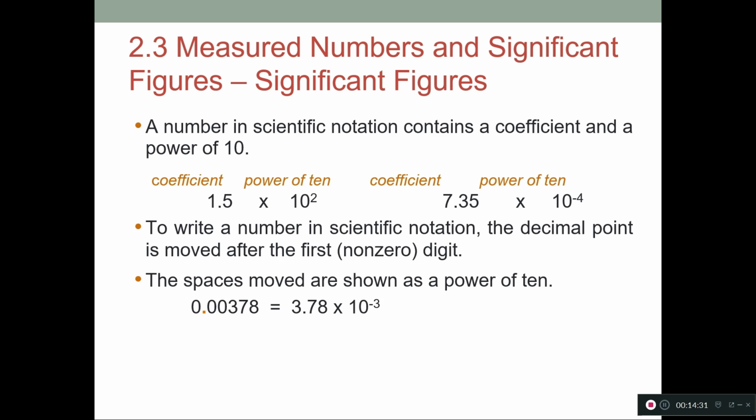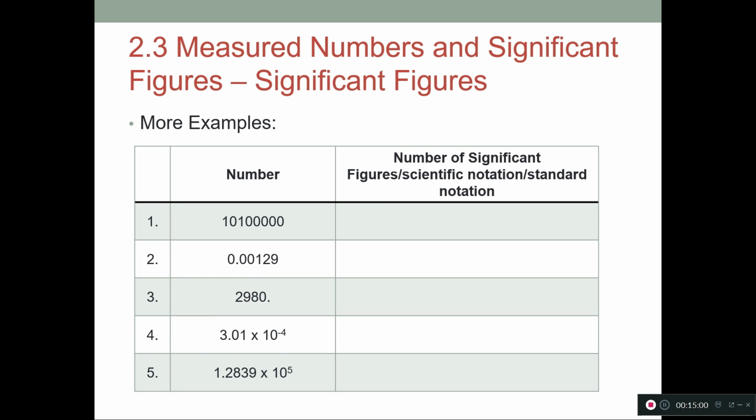Whereas if we have something like this 0.00378, then we want to shift this 1, 2, 3 to the right. So when we shift it 3 decimal places to the right, that means we get a -3 in that exponent right there. And so if you recall from your math classes, this is how we actually come up with these scientific notations. And so here is some practice problems.